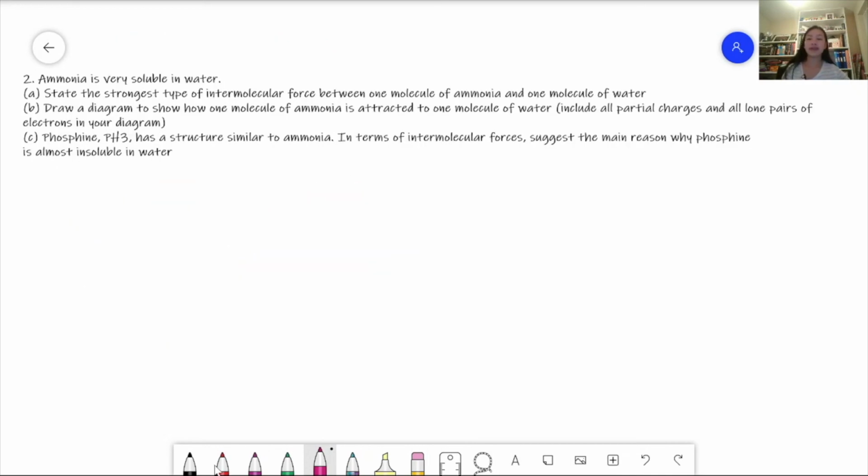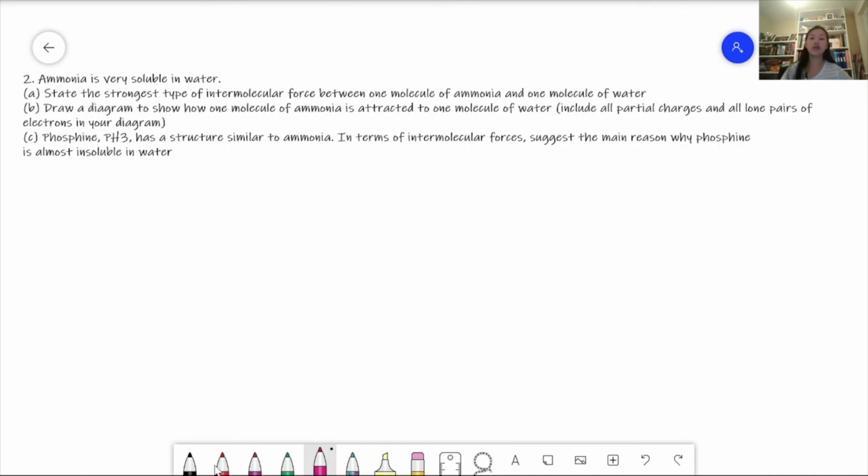So before we start on number 2, feel free to pause on the video and try it yourself first. So ammonia is very soluble in water. State the strongest type of intermolecular force between one molecule of ammonia and one molecule of water. Draw a diagram to show how one molecule of ammonia is attracted to one molecule of water, including partial charges and all lone pairs. And phosphine has a structure similar to ammonia in terms of intermolecular forces, suggest the main reason why phosphine is almost insoluble in water.